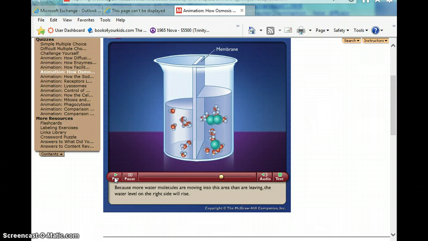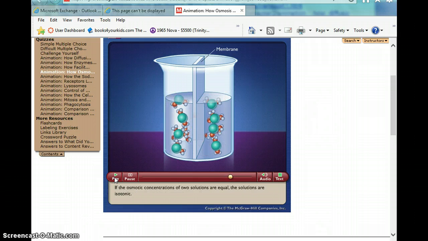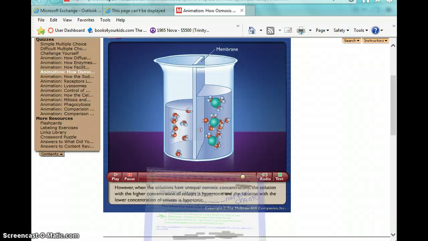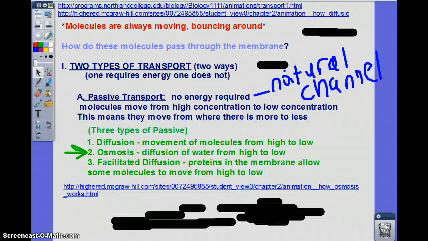Because more water molecules are moving into this area than are leaving, the water level on the right side will rise. If the osmotic concentrations of two solutions are equal, what do you think is going to happen now? They're not going to stay, because I already told you molecules are always moving. So the movement is going to go back and forth. Isotonic. However, when the solutions have unequal osmotic concentrations, we'll get to that. Okay? All right, I'm just going to give you one more, actually.